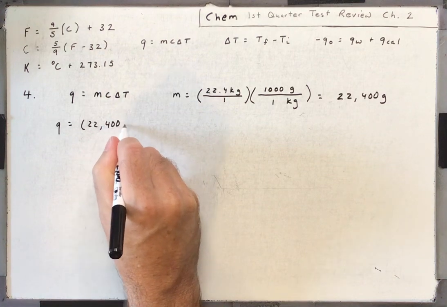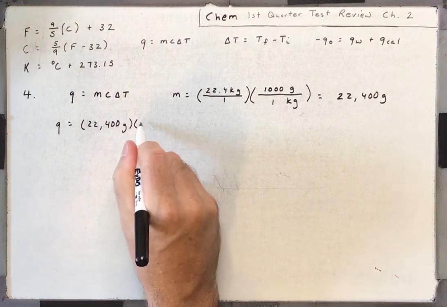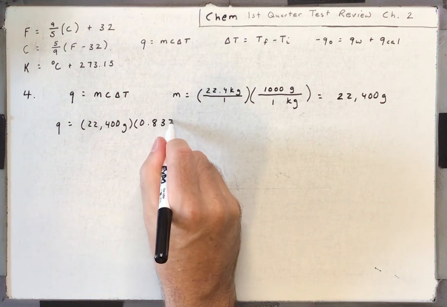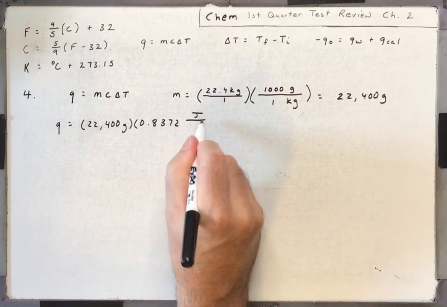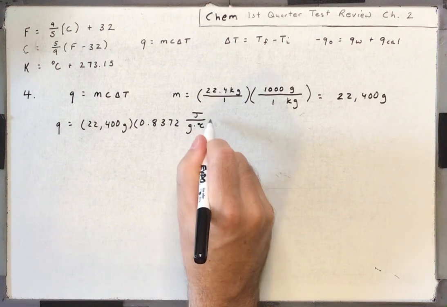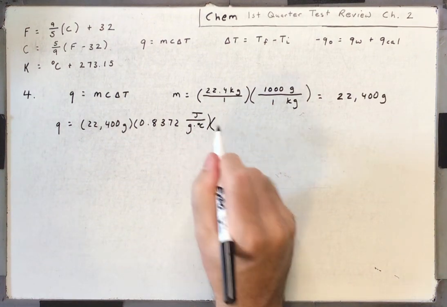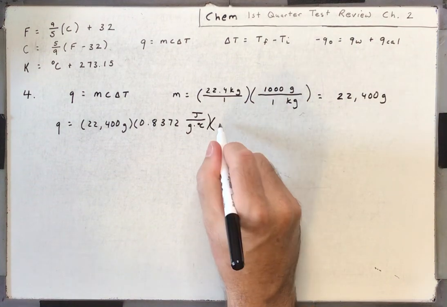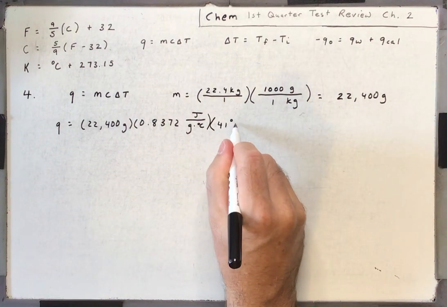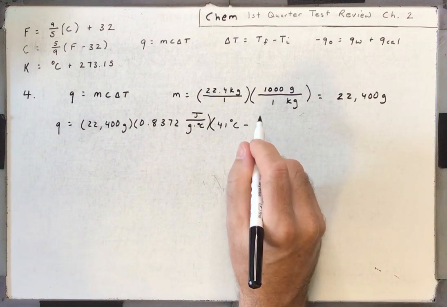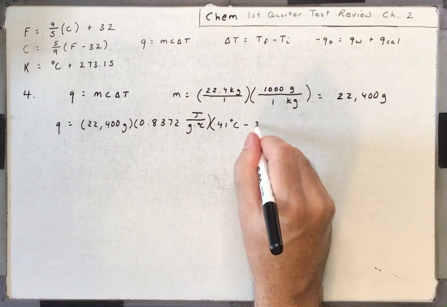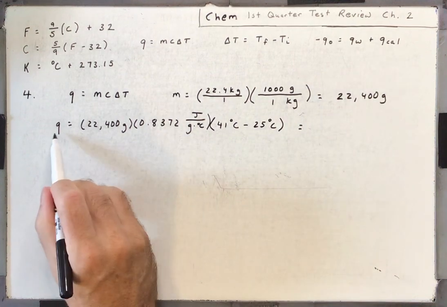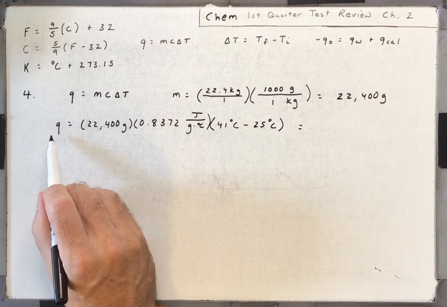So now Q is equal to the mass, 22,400 grams, times the specific heat, that's 0.8372 joules over grams times degrees Celsius. And then delta T is the final temperature minus the initial temperature. The final temperature is 41 degrees Celsius. The initial temperature is 25 degrees Celsius. So we're heating it up. We're going to get a positive heat, positive energy.